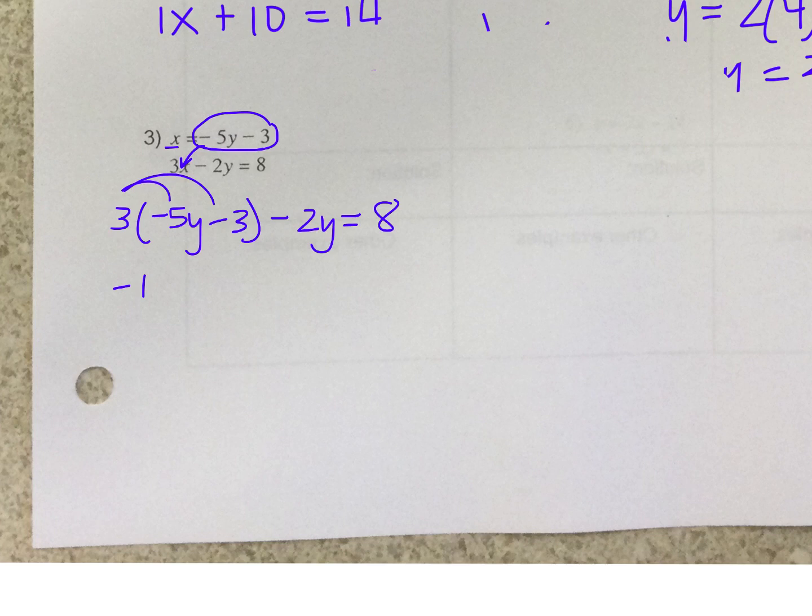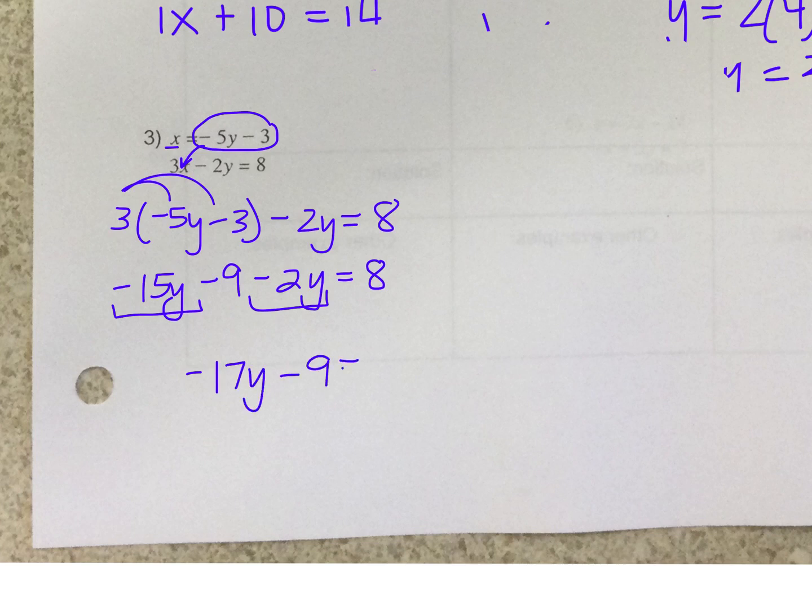We have to distribute: negative 15y minus 9 minus 2y equals 8. Let's do some old school baby math with these guys. Negative 15 minus 2 is negative 17y minus 9 equals 8. I'm going to add 9 to both sides. I end with negative 17y equals 17.